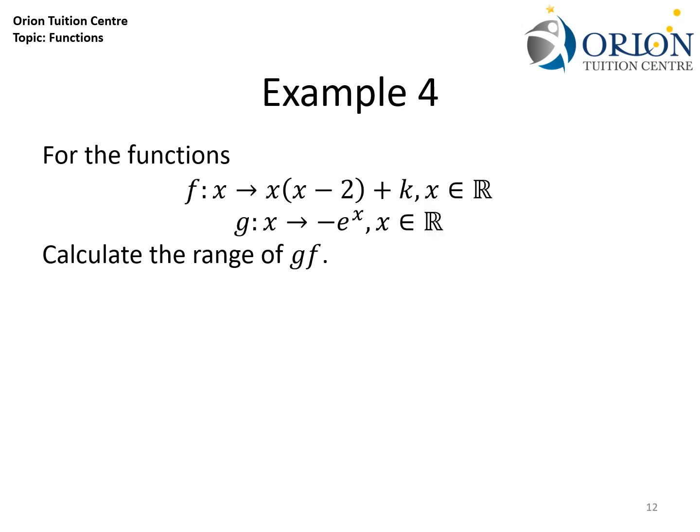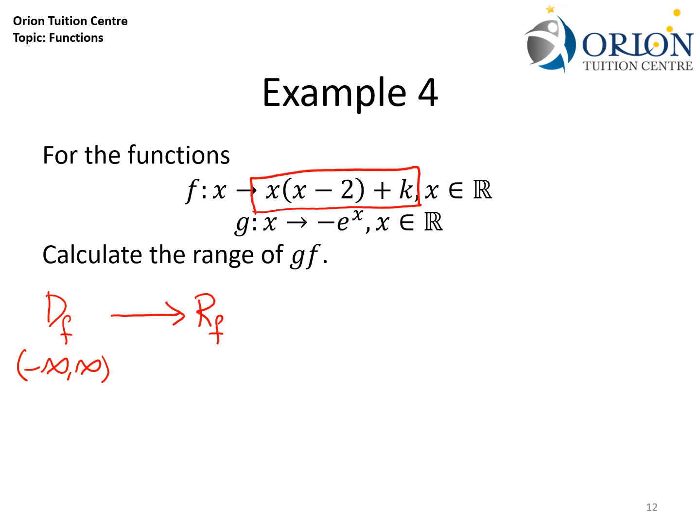In example 4, we are now unable to draw the graph of y equals gf(x) on the GC as there is an unknown k in the equation. So let's use the mapping method to find out the range. For gf, we will start from the domain of f, which is minus infinity to infinity. This will give us a corresponding range of f, which if we evaluate based on this expression after completing the square, we will get k minus 1 to infinity.